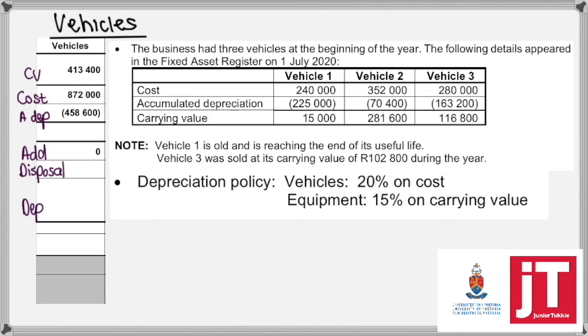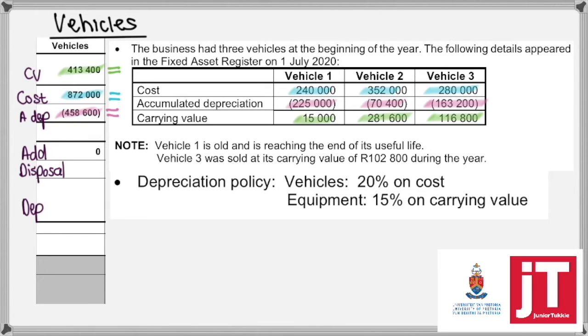Now, a fixed asset register is an individual record of all my assets. So if I take all 3 of those vehicles and I add the cost, it is exactly the same as the cost in the tangible asset note in the beginning. If I do exactly the same with accumulated depreciation and add all of that, it will give you exactly the same answer, 458,600. And if I do the same with the carrying value, it will equal the same amount in the tangible asset note.